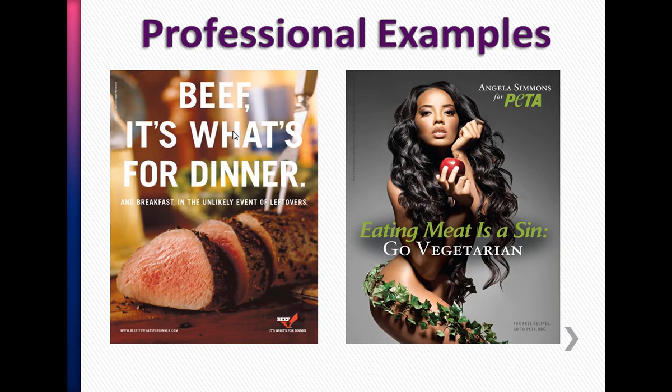All right, here's another set of opposing images. On the left, we have beef, it's what's for dinner, and breakfast in the unlikely event of leftovers. So we can see here that in wanting to advertise eating beef, we have a picture of a very lovely roast here, and you can see the colors are there. You kind of get the impression that it's juicy. And the text is pretty big on this one, but because of the way your eyes focus, you are still really looking at that steak. And so then you see the breakfast is a little smaller because it's just kind of a joke that goes along with it. But the most important part is that they want you to eat beef.